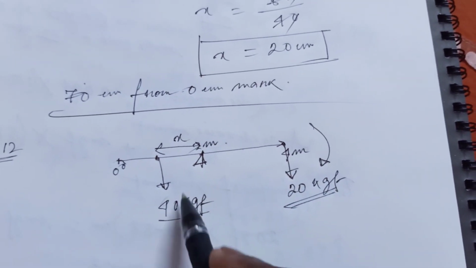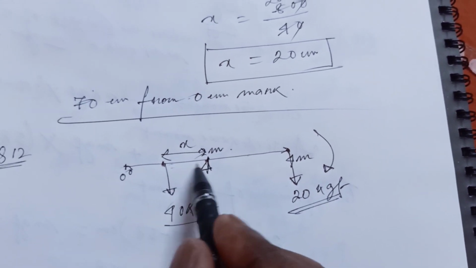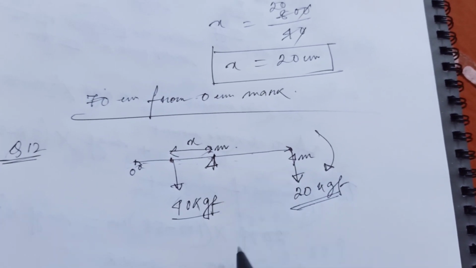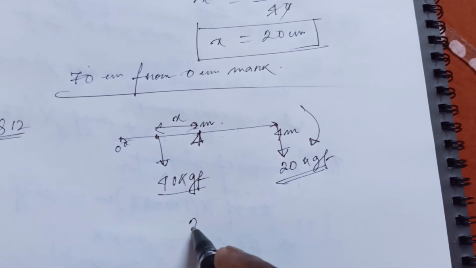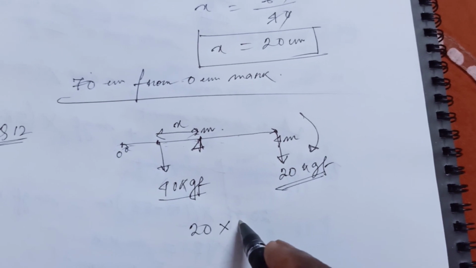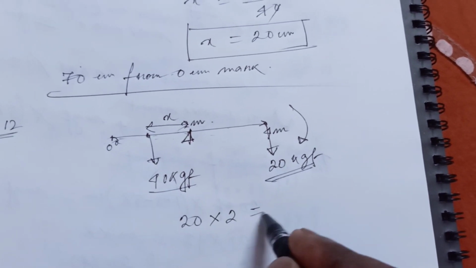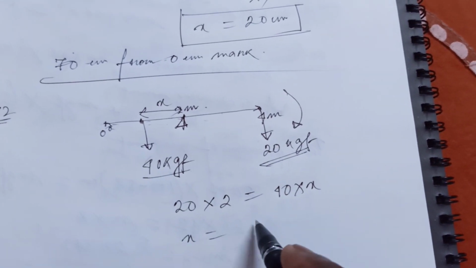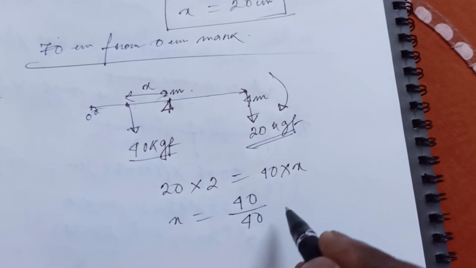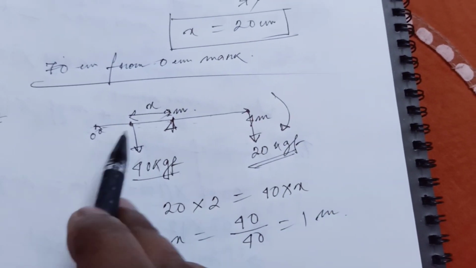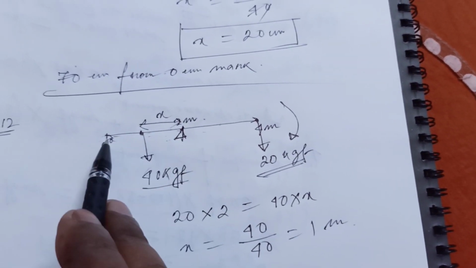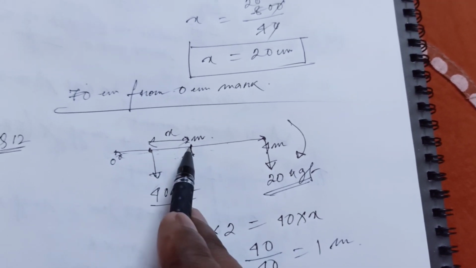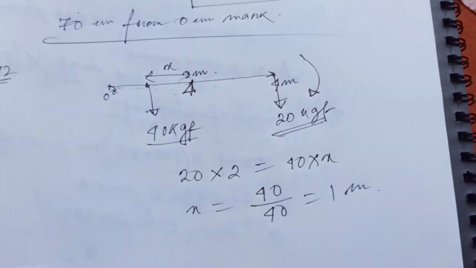But since it is 40 kg force, the distance must be less than 2 meter. So this is the clockwise moment. The clockwise moment is 20 kg force into 2 meter, and this is equal to 40 kg force into x meter. So x equals 40 by 40, so this is 1 meter. From the fulcrum it is 1 meter, so this portion is also 1 meter. So this is the answer.